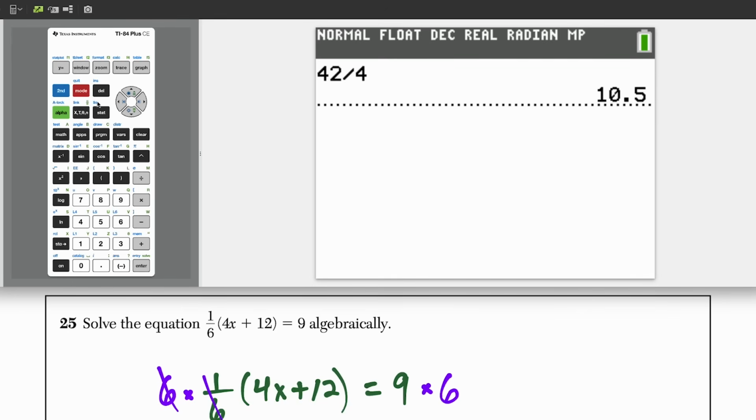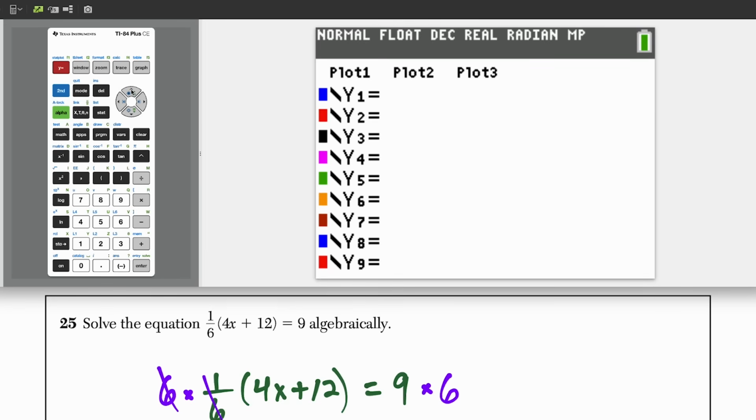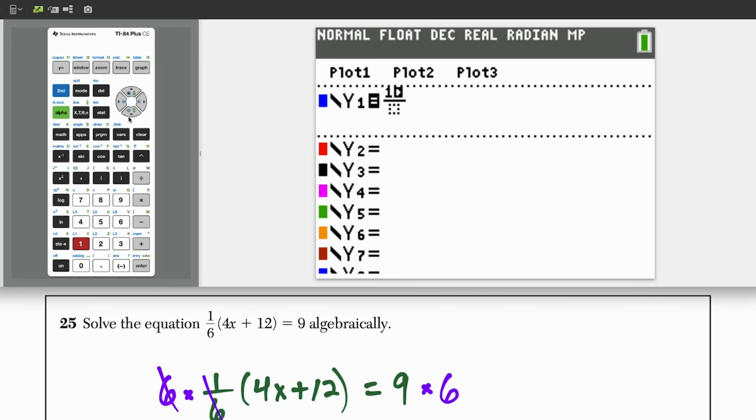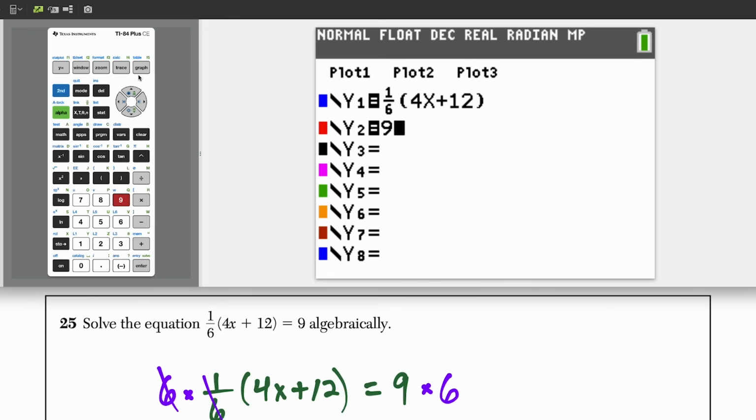Now, one thing I want to point out, this is a 2-point question. And let's say you have no idea how to do this algebraically. What you could do is you could do this in the calculator and get partial credit here. You could get 1 out of 2 points. So I type in 1/6 times (4x plus 12), and then equals 9. I'm going to put 9 on the right side. And then I press graph here.